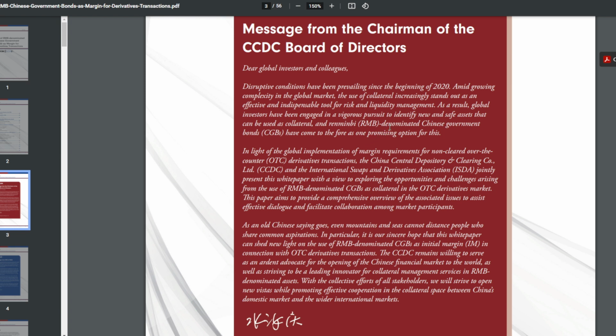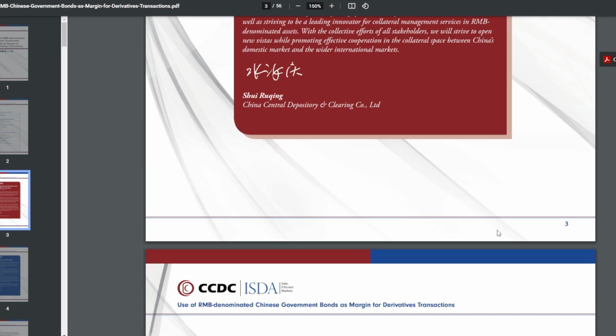capital requirements. So in light of the global implementation of margin requirements for non-cleared over-the-counter derivative transactions, the China Central Depository and Clearing Corporation, in conjunction with the International Swaps and Derivatives Association, ISDA, jointly present this white paper with a view to exploring the opportunities and challenges arising from the use of RMB denominated Chinese government bonds as collateral in the OTC derivatives market.